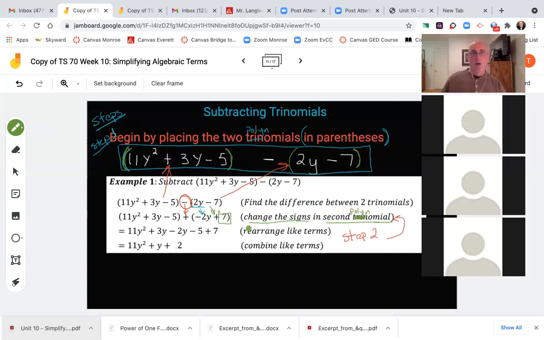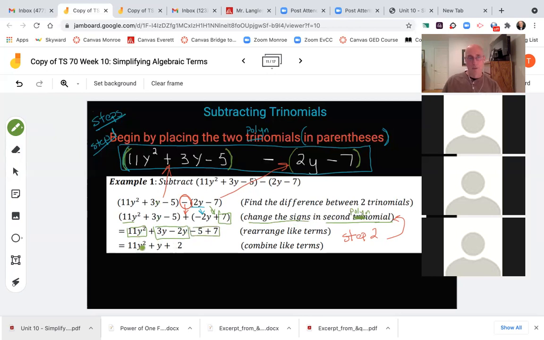Now it says to rearrange like terms. So I have 11y squared. Do I have any other y squareds? No, 11y squared is by itself. This became this plus 3y minus 2y, so I'm putting my like terms together. And then I've got minus 5 and a plus 7. These are together as like terms.